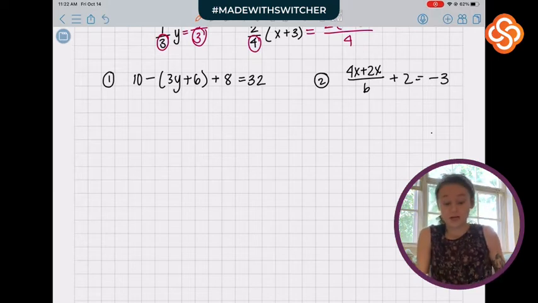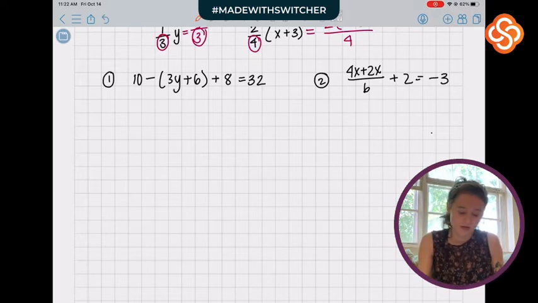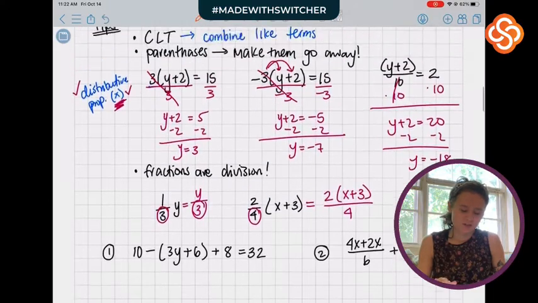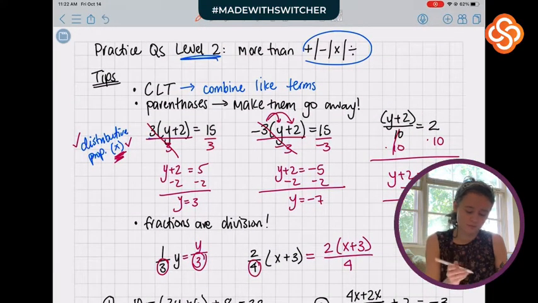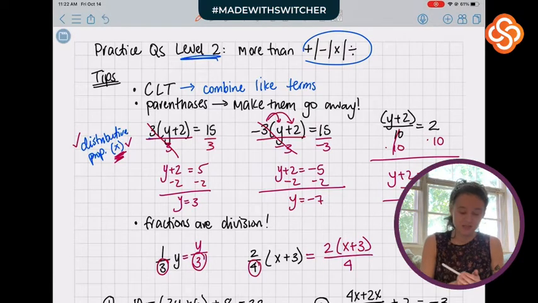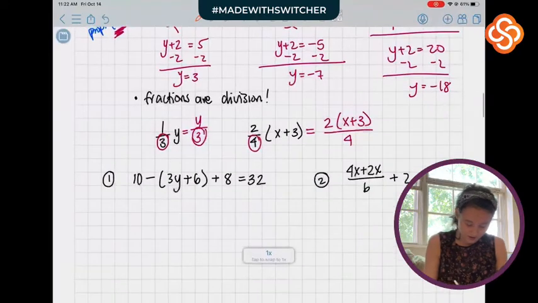Ooh, has parentheses, so I want to get rid of them. What was the first thing I wrote down, actually? Oops. The first thing is combine like terms. So my pen stopped working.